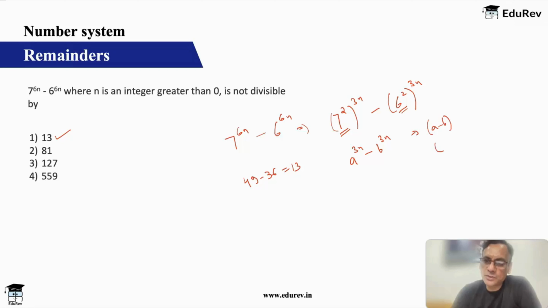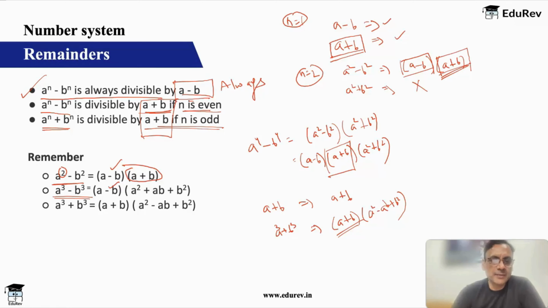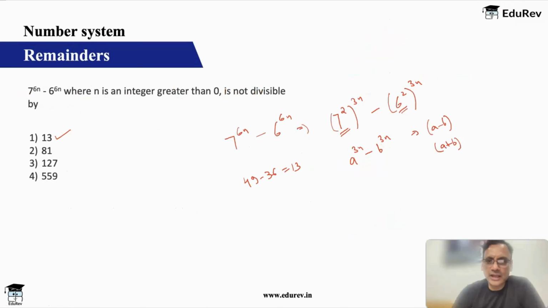a plus b, what was the rule? It is divisible by a plus b only when n is even, right? And whether my n is even or not, I'm not sure here, so I can't say that. But let's check another version. Can I write this as 7 to the power 3 to the power 2n minus 6 to the power 3 to the power 2n? Yes.